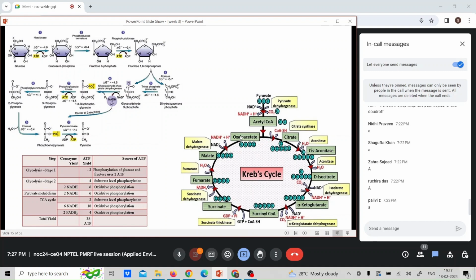And finally, oxaloacetate is regenerated. So that is why we call this a Krebs cycle. It goes like this, from citrate, cis-aconitate, isocitrate, alpha-ketoglutarate, etc. And finally, we again generate oxaloacetate, which helps in the repetition of this Krebs cycle over and over again. So in this, you can also see the energetics of this pathway. You can see you have an NADH released here.